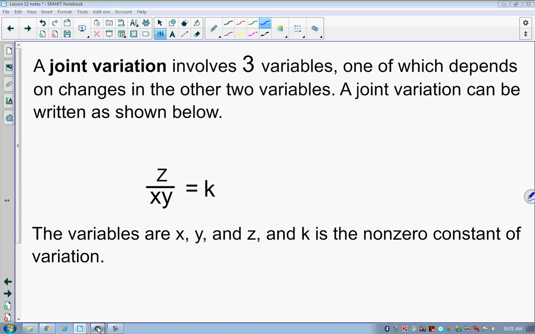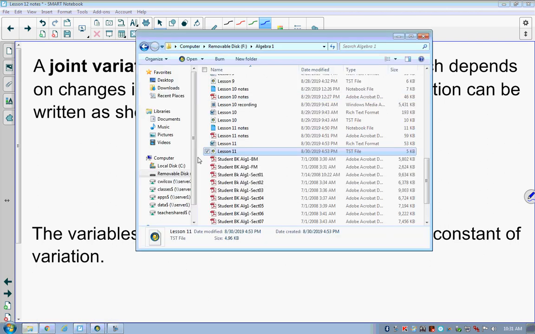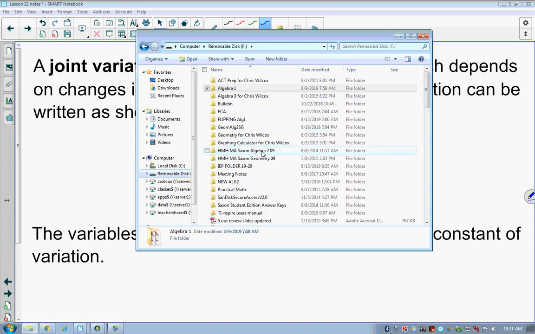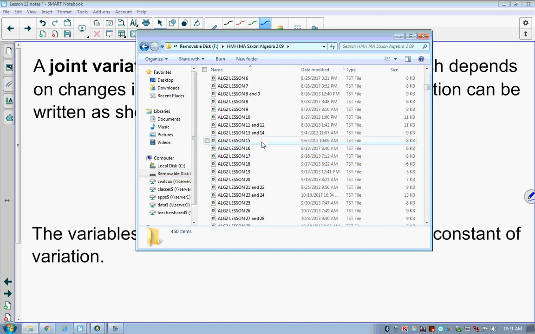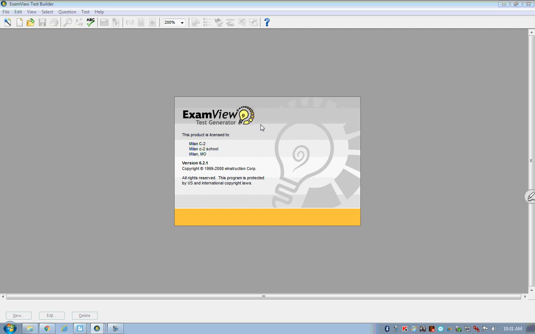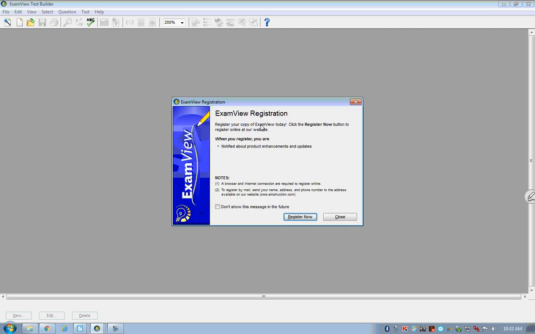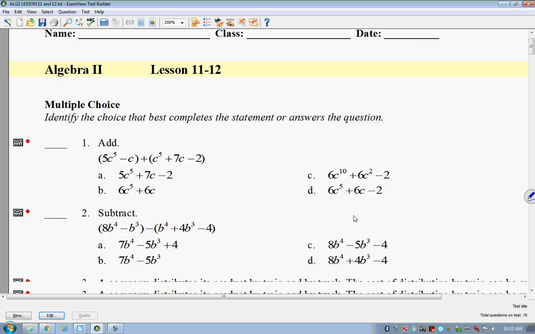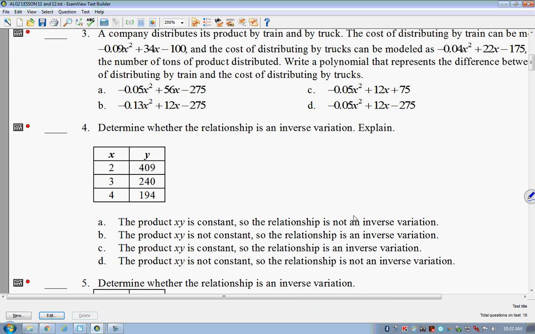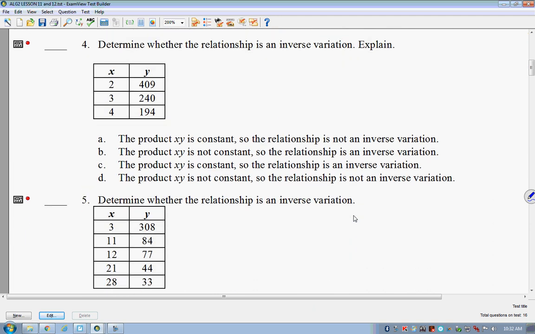What time are you guys out of here? 36, so we're going to answer like one question. Let's see, we want Algebra 2, lesson 11, 12. All right, do you want to do the lesson 11 question or a lesson 12 question? 12, you want to find a lesson 12 question? Okay. All right, so you want something involving direct or inverse, right?